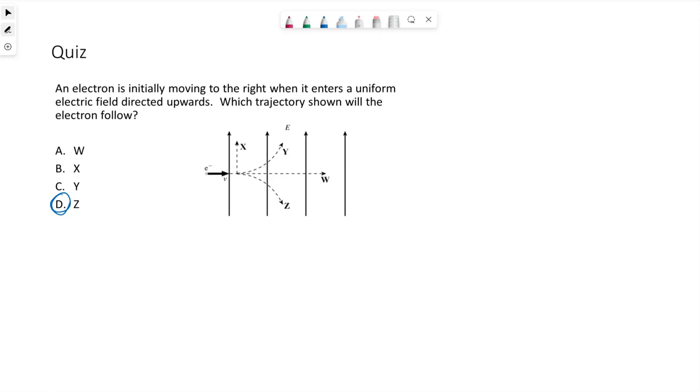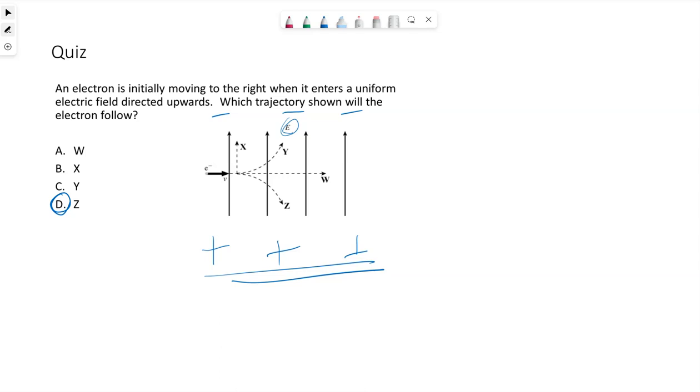The correct answer here is Z. Just conceptually, if we think about what's creating this electric field, it's not the electron, because an electron cannot exert an electric force on itself. So this electric field is created by something that's positive up this way and something that's negative down this way. I know this because electric field lines always point away from positive charges and point towards negative charges. Well, an electron, of course, is going to be attracted to positive charges. And so Z is the correct answer.